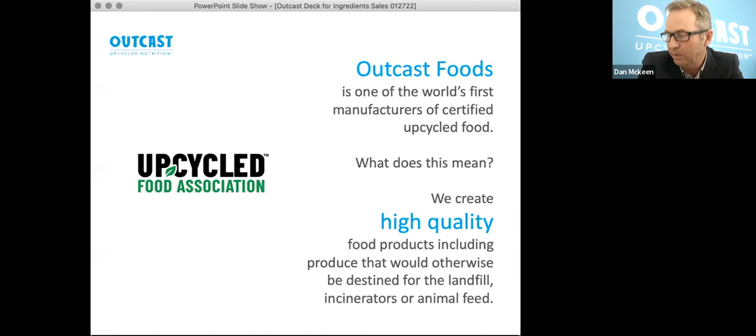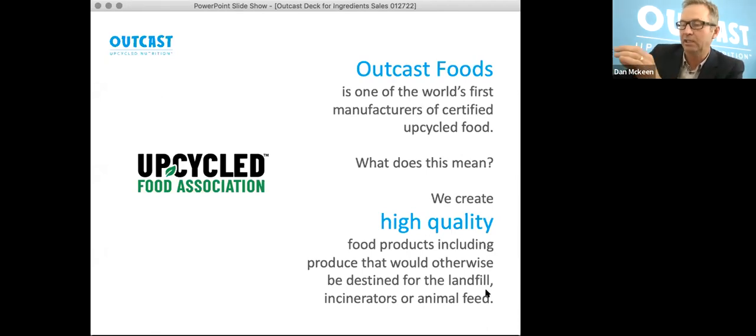What we do is create high quality food products, but we include products that would have been otherwise destined for landfill, incinerators, or animal feed. That's the definition of upcycled food. And so we've built purpose-built factories in order to be able to do that. So we are one way to reduce that loss.